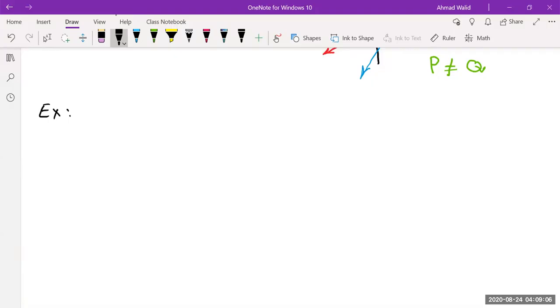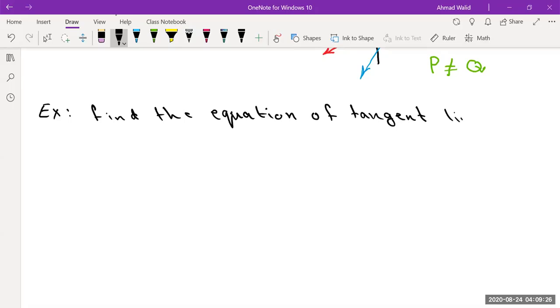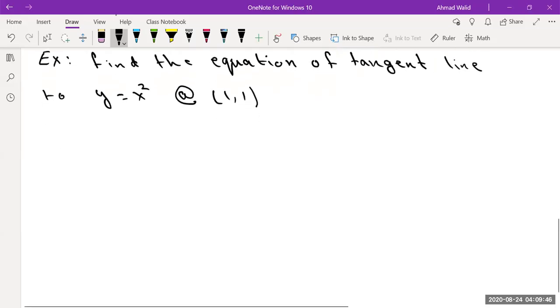Example number 1. For example, they are asking you, find the equation of the tangent line to y equals x squared at the point (1, 1). Great. Let me even draw the graph for you.